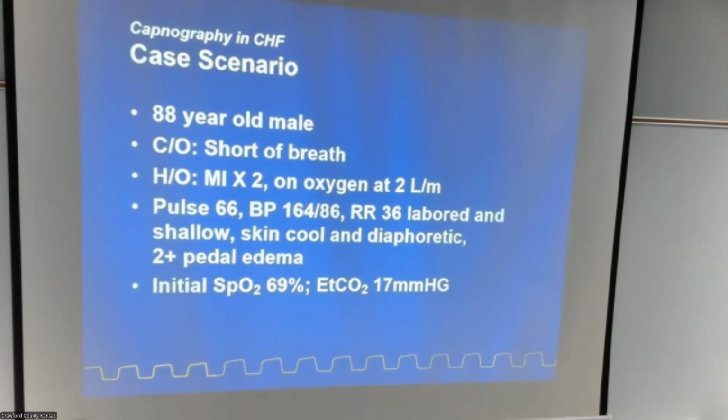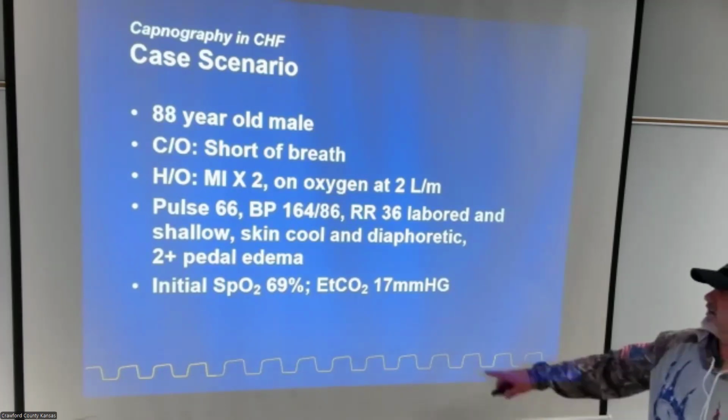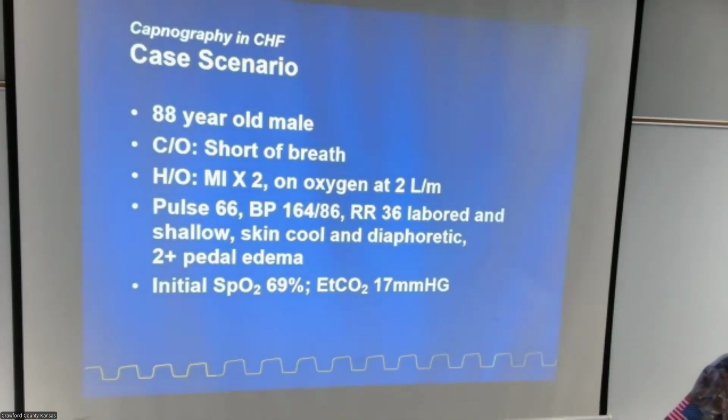88-year-old male, shortness of breath. MI times 2, on oxygen at 2 liters, pulse is 66, blood pressure is 164/86. His respiratory rate is 36 and labored, shallow, skin's cool, diaphoretic. 2+ pulmonary or 2+ pedal edema. SpO2 of 69%, and he has an end tidal of 17. What's your first thought?